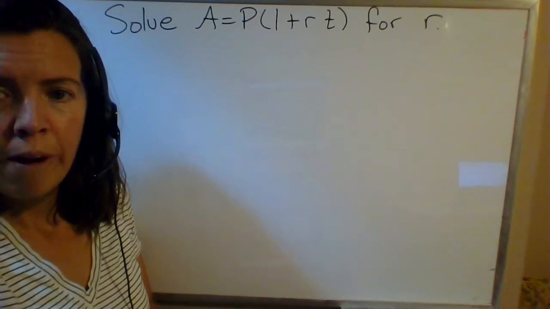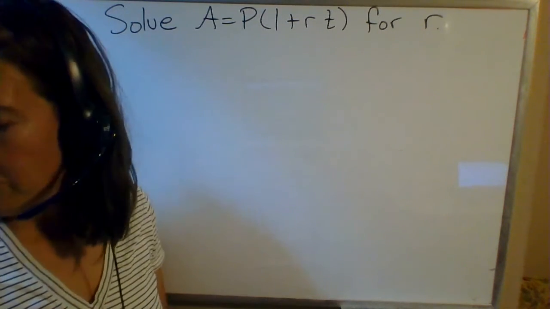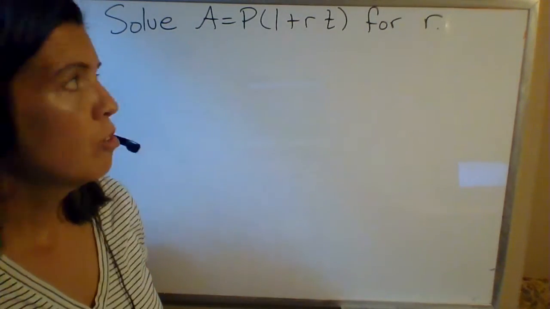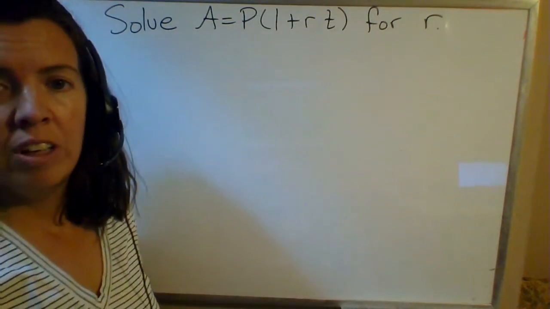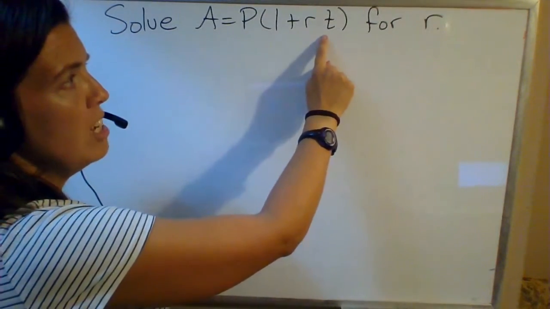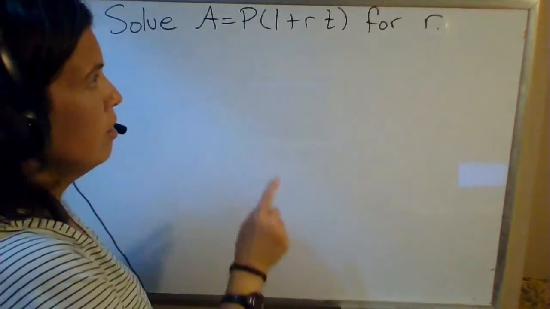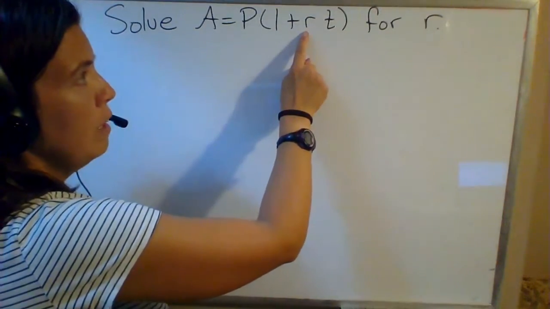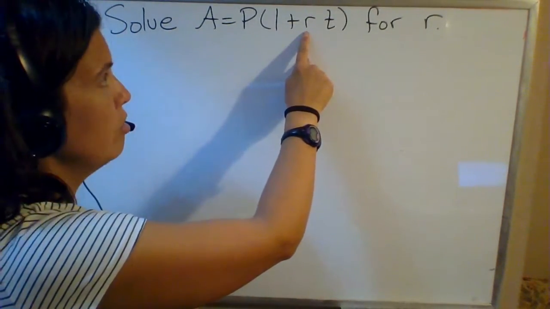Here's an example where we're asked to solve a formula for one of the variables. In this case, we have the equation A equals P times the quantity 1 plus RT, and we want to solve for R. So the goal is to completely isolate R in this equation.